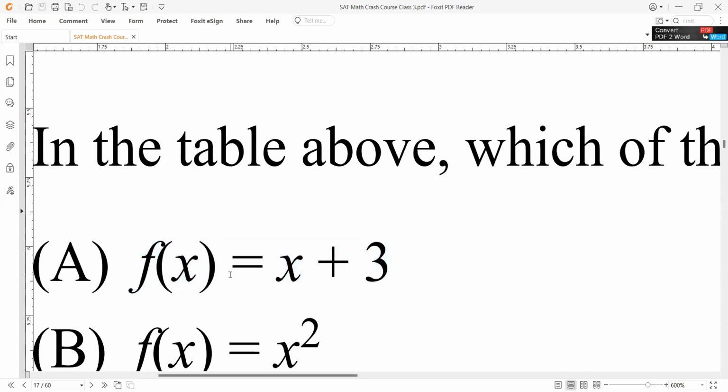But you cannot say f of x is the function. The name of the function is f, but people say it wrong. People say that f of x is the function. No, f of x is not the function. f of x is the output, the y value. But f is the function. The name of the function is f.